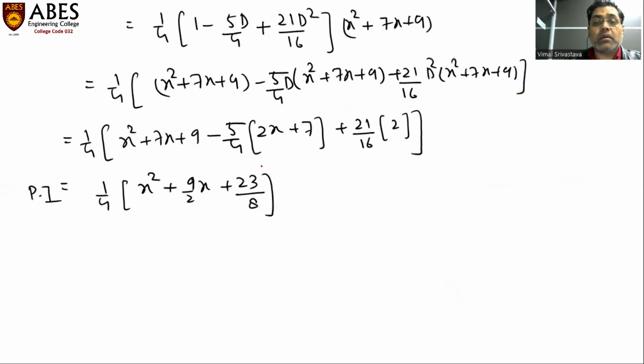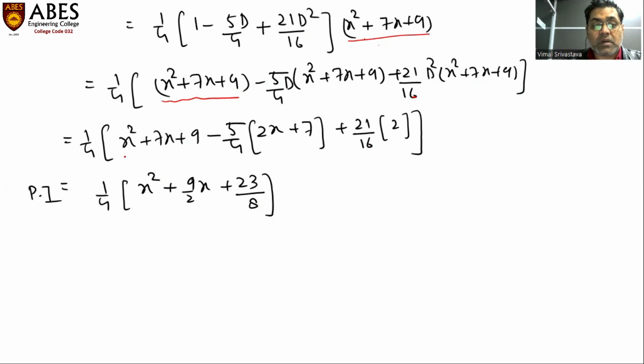After simplifying, we get the expression 1 by 4, 1 minus 5d by 4 plus 21d square by 16, into x square plus 7x plus 9. Now we are expanding this. This x square plus 7x plus 9 is multiplied by 1. This is the first factor. This expression is multiplied by 5 by 4d, so that is 5 by 4d of x square plus 7x plus 9. Similarly, 21 upon 16 d square of x square plus 7x plus 9.